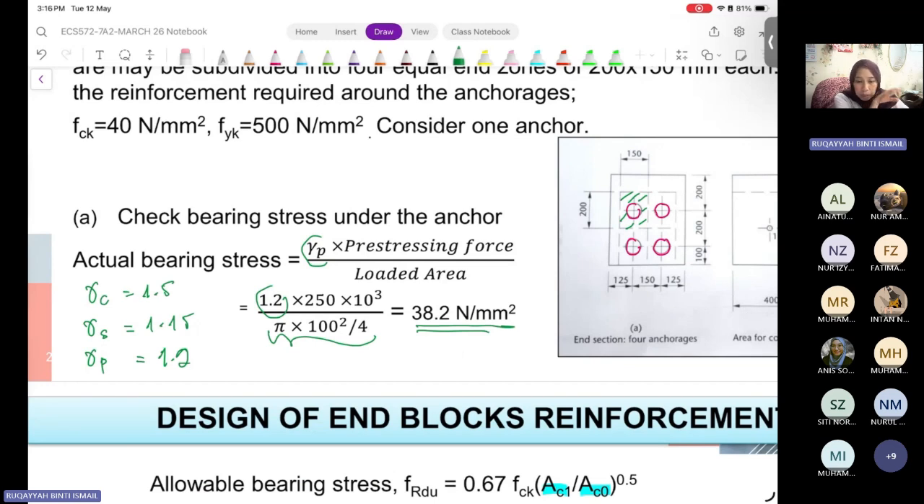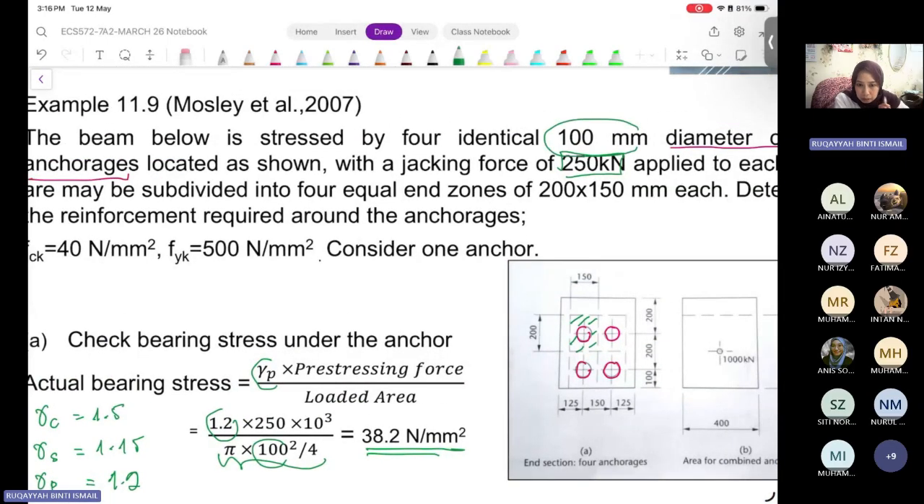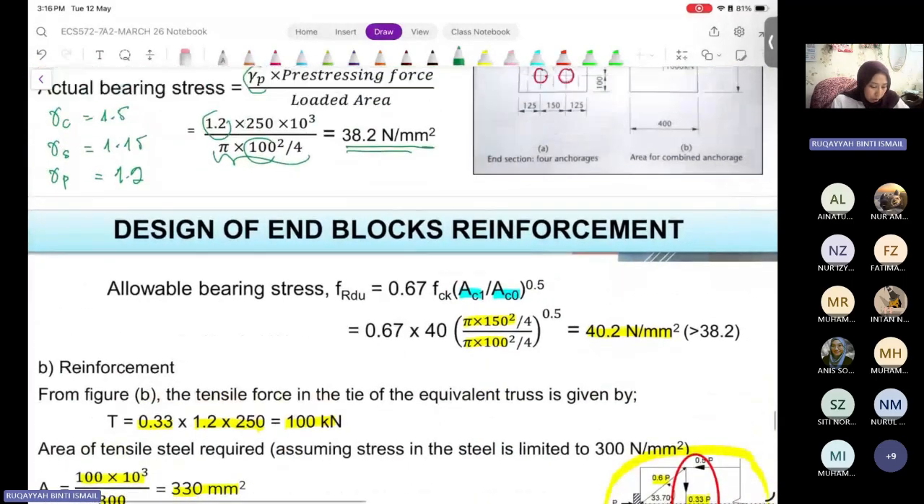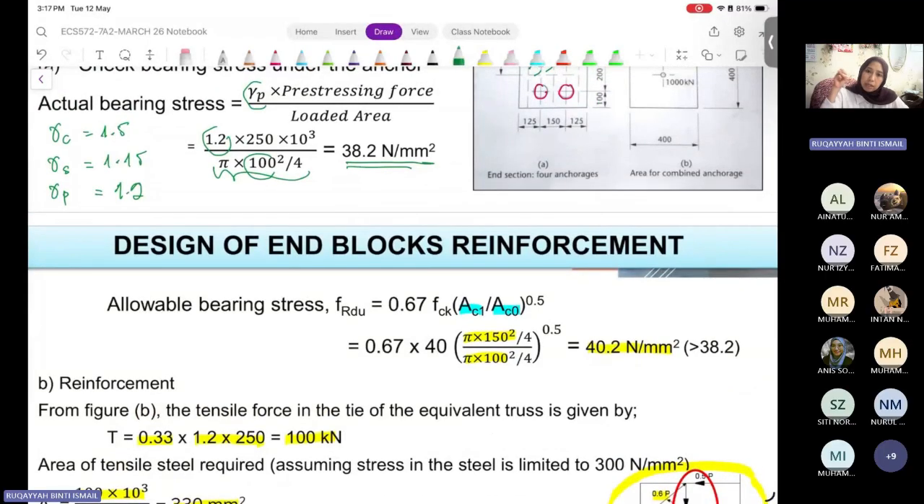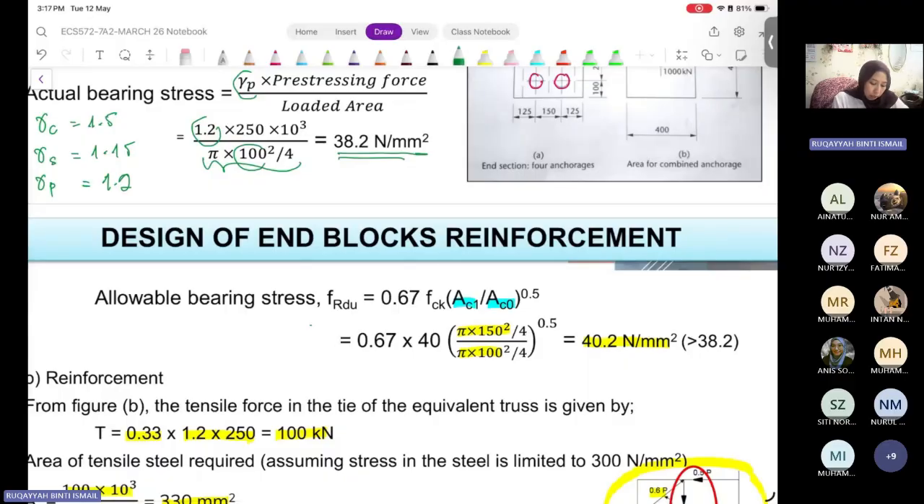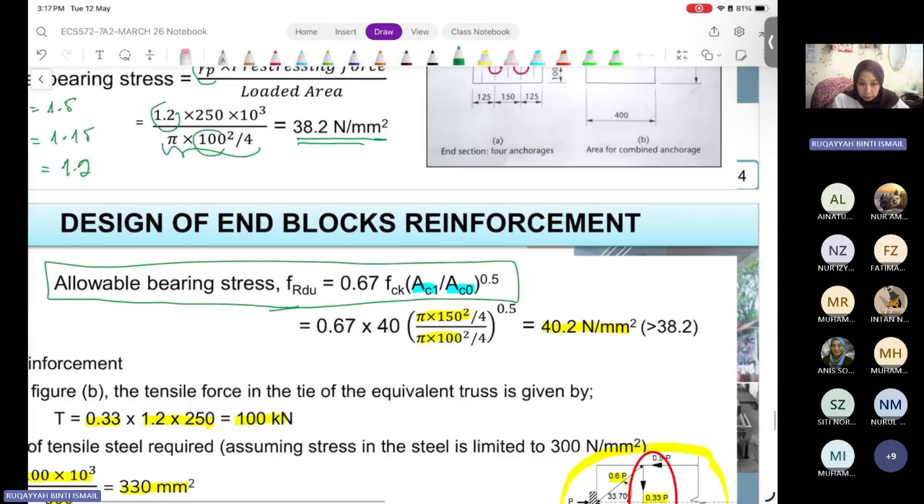This is for one area, because the diameter of your anchor is given as 100 mm for the conical anchorage. So we have the actual bearing stress, meaning how much stress is applied when pulled. For the allowable stress, we can use this formulation. The resistance force is 0.67 multiplied by fck, multiplied by the square root of area Ac1 divided by area Ac0, that is, to the power of 0.5.